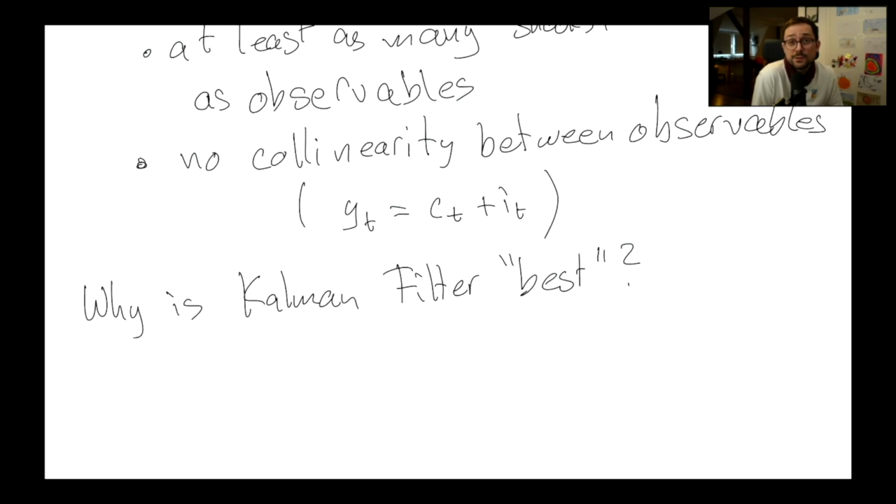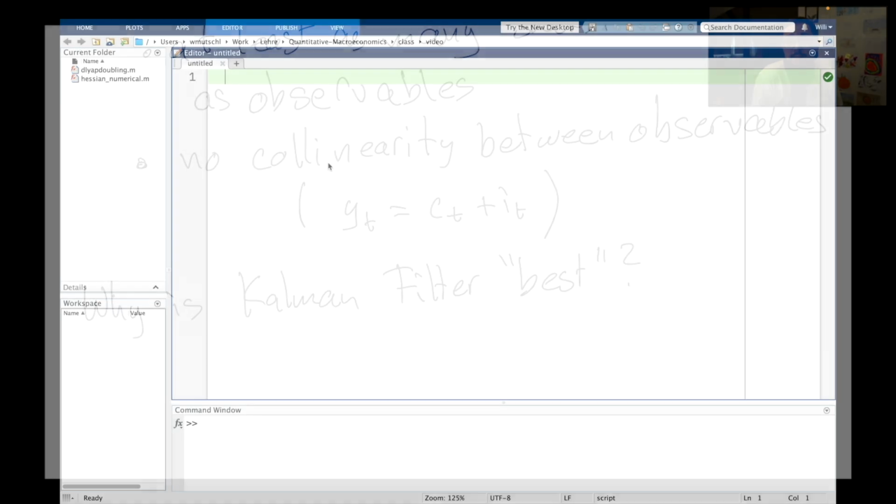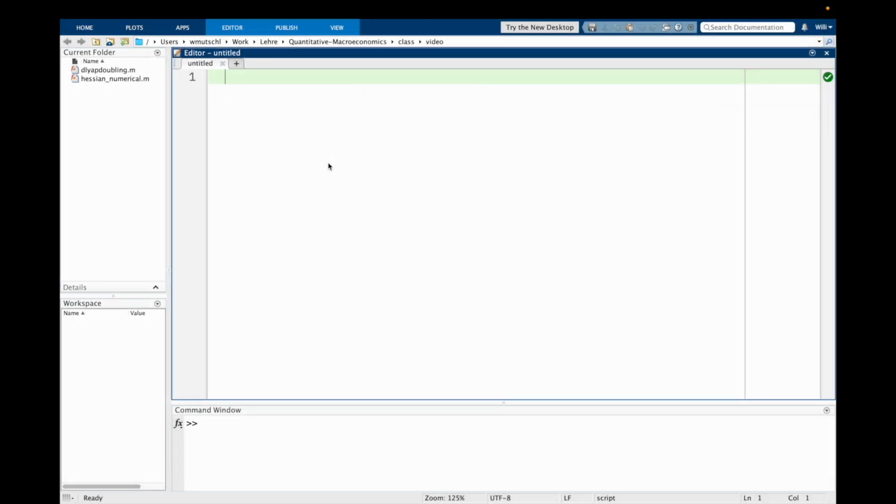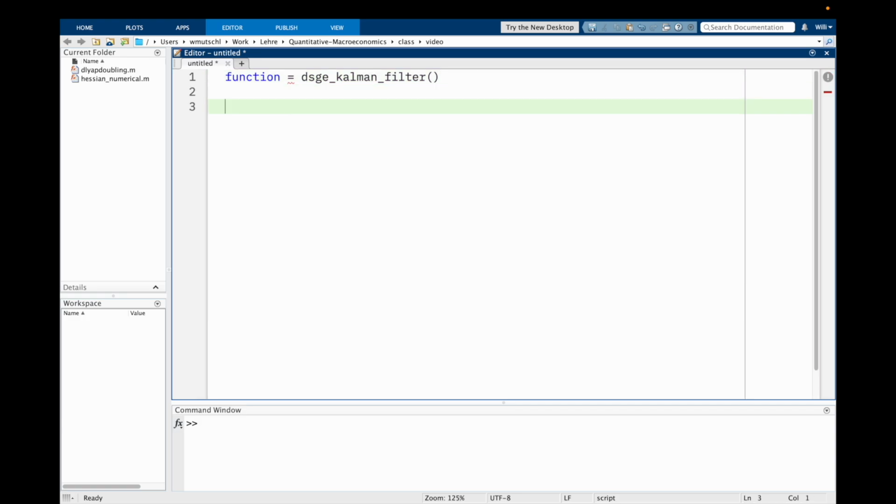Okay, so let's write such a Kalman filtering function. What are the inputs? What are the outputs? How can I write this for loop? And I'm going to use MATLAB for this. All right, now let's program a function. Let's call this DSGE Kalman filter. And we need to think about the input and the output arguments in a moment. I usually do this later.